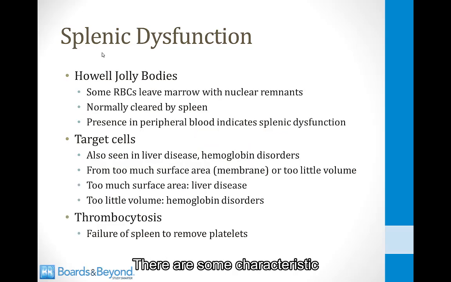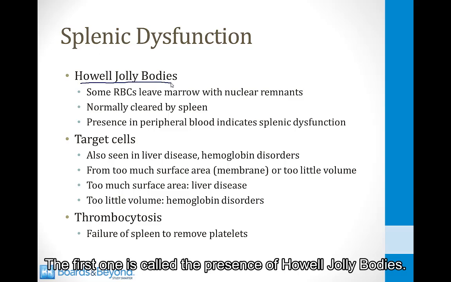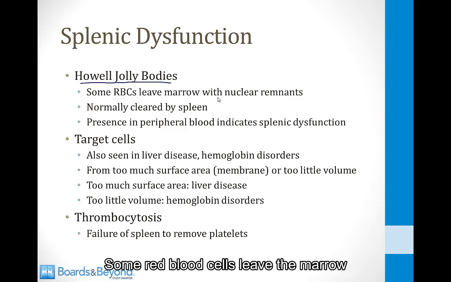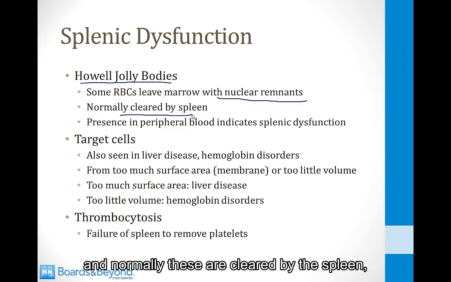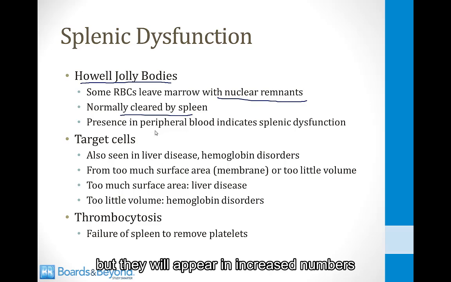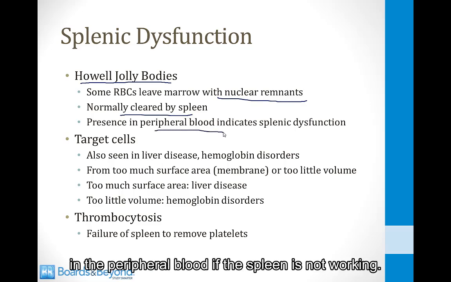There are some characteristic peripheral blood smear findings in patients who have had a splenectomy that you should know. The first one is called the presence of Howell-Jolly bodies. Some red blood cells leave the marrow with nuclear remnants still present inside the cell, and normally these are cleared by the spleen, but they will appear in increased numbers in the peripheral blood if the spleen is not working.